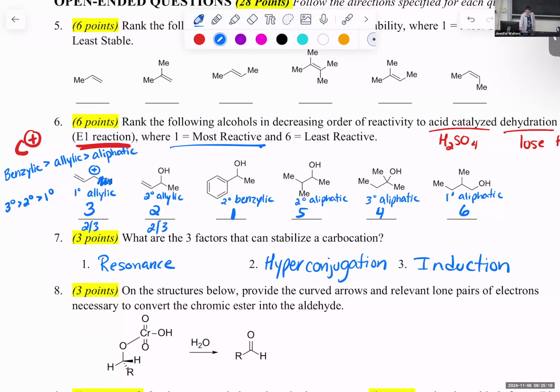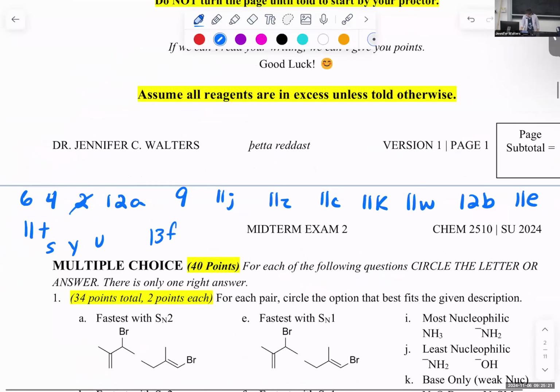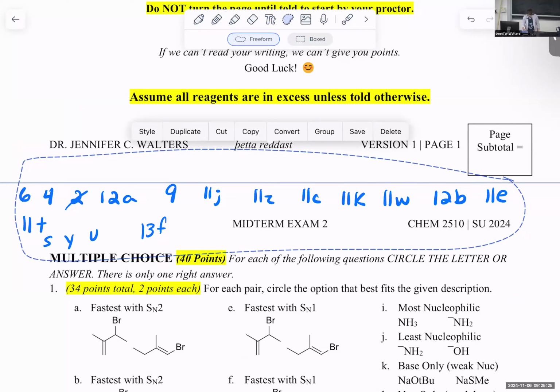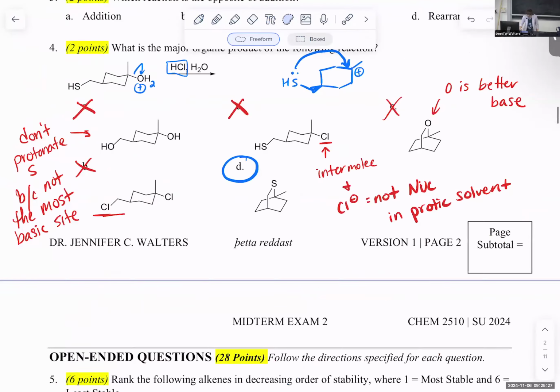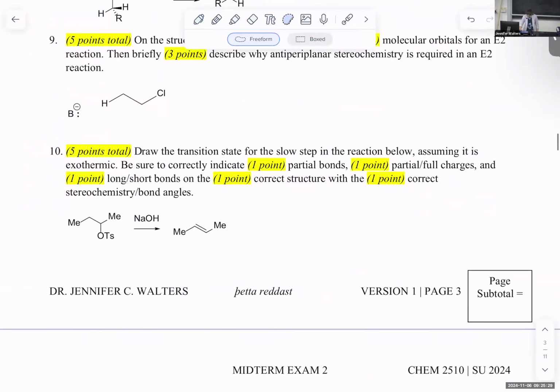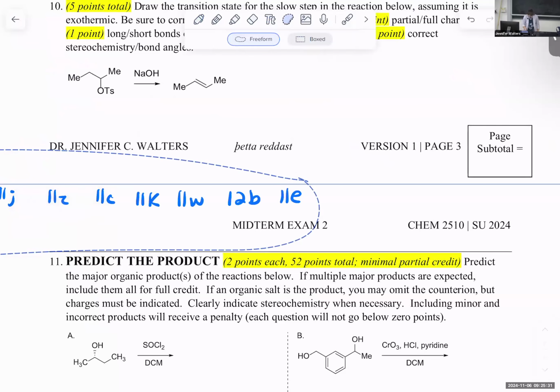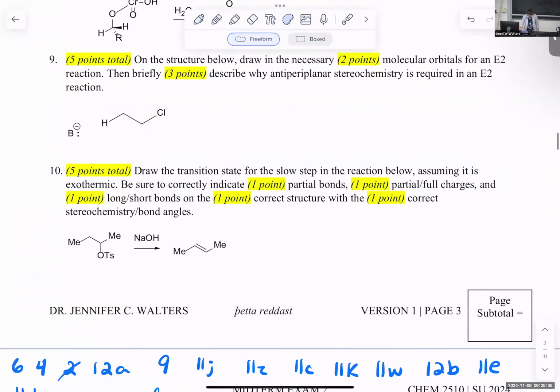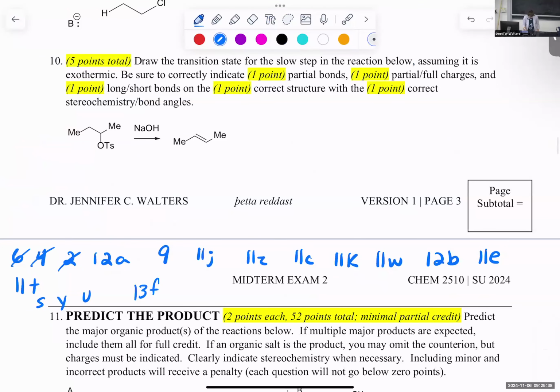Okay. All right, so number 9 is next. I'm gonna bring my list back down here. Okay.